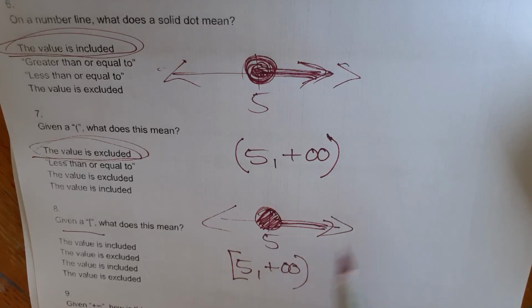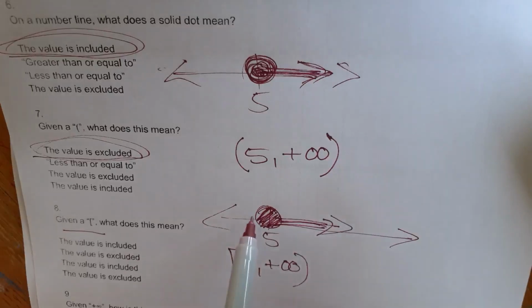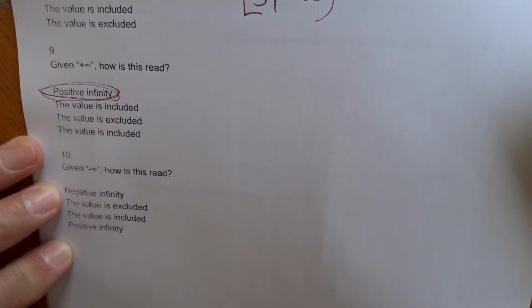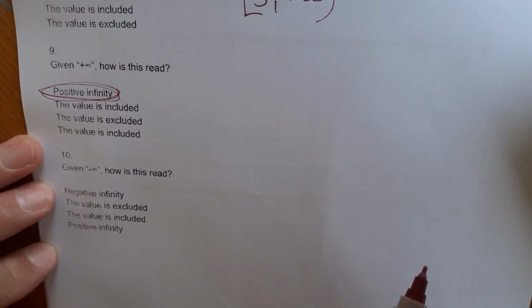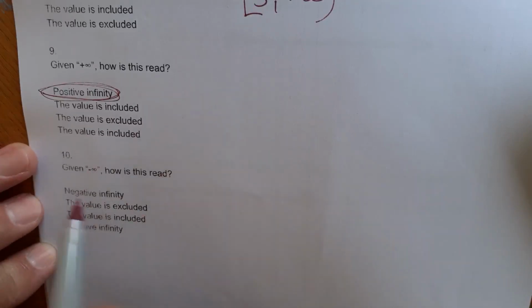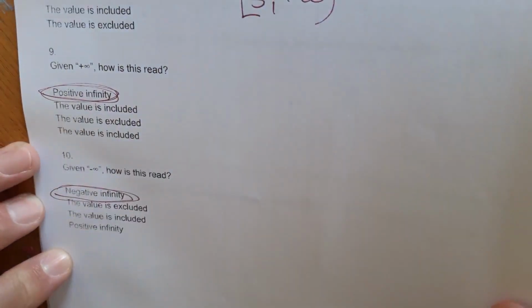Why do we have a positive infinity? Because it's positive infinity to the right. It's negative infinity to the left. Okay. And now they're going to give us a couple problems on that. How is this read? Positive infinity. It means off to the right in a horizontal number line. It means up if it's a vertical number line. How do you read this one? This is a negative infinity. Negative infinity is to the left if it's a horizontal number line, and it's down if it's a vertical number line.